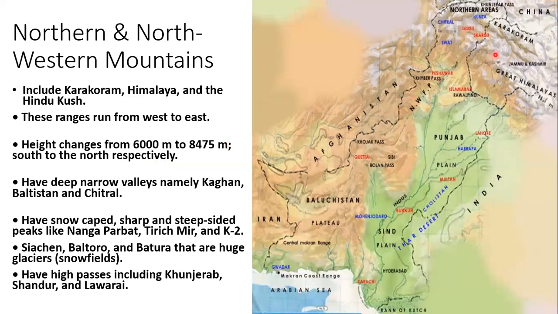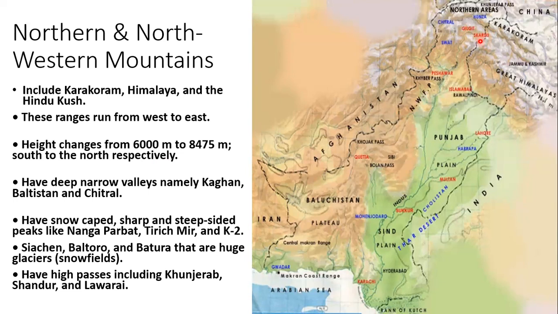Actually, these highest mountains gain height in these areas, from Indian occupied Kashmir, Great Himalayas, and Karakoram, they get high, and then from the north side their height reduces. Fine. These highest mountains have deep, narrow valleys.